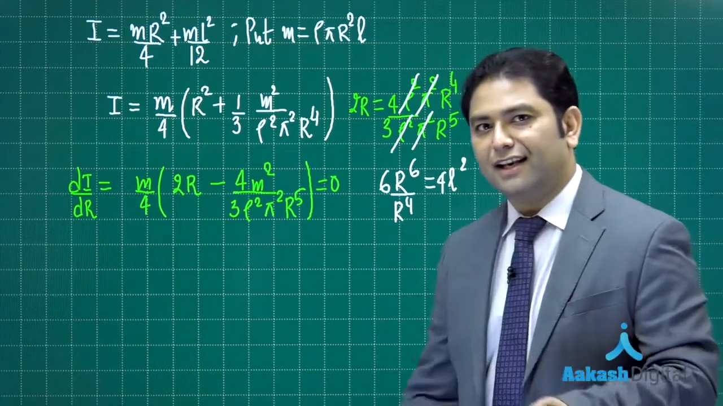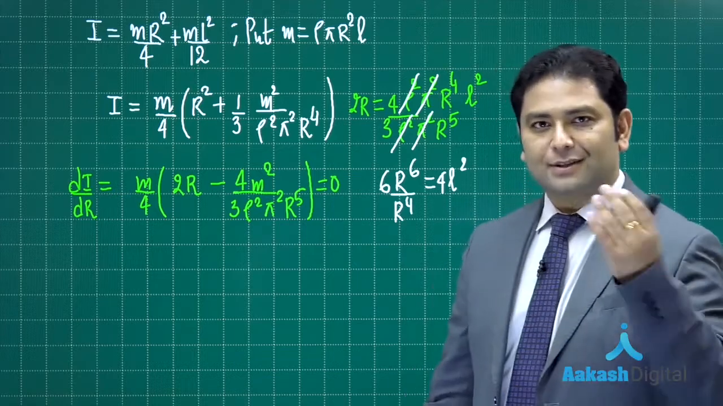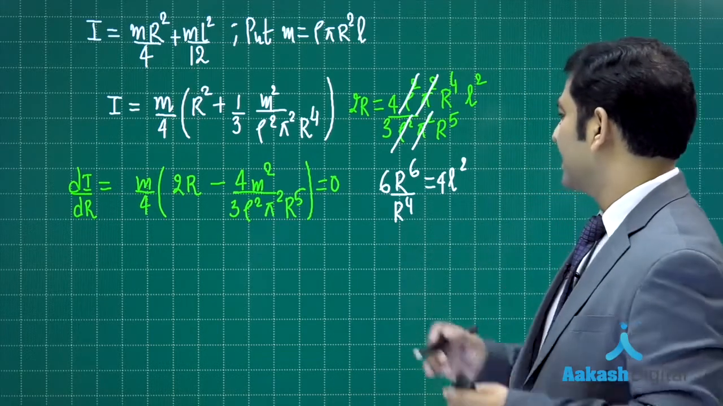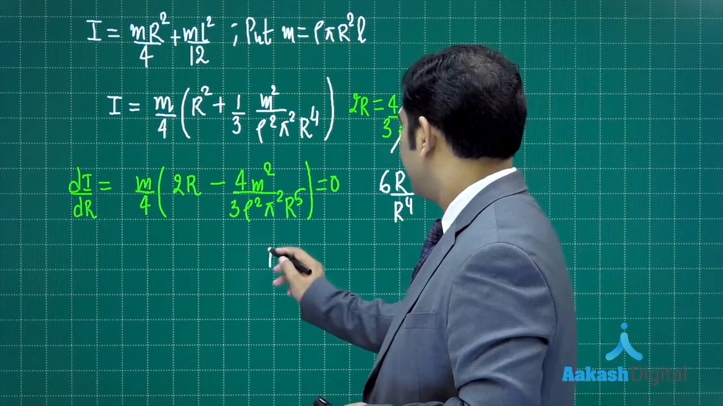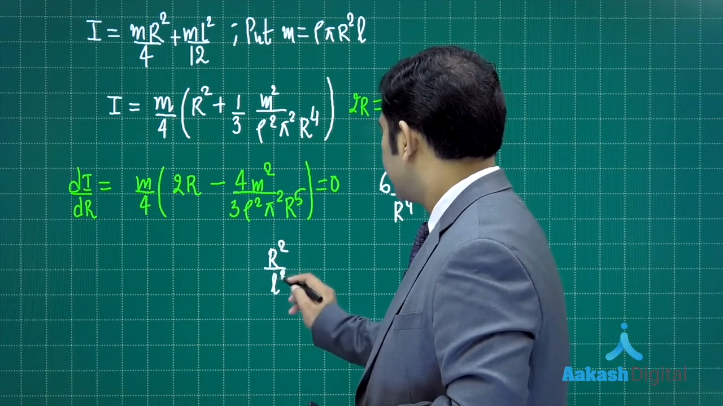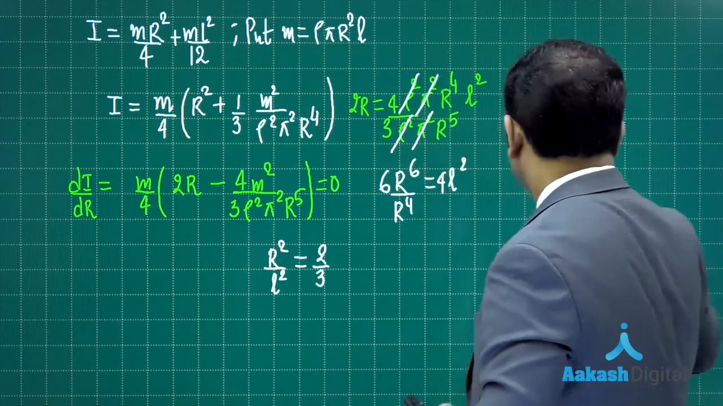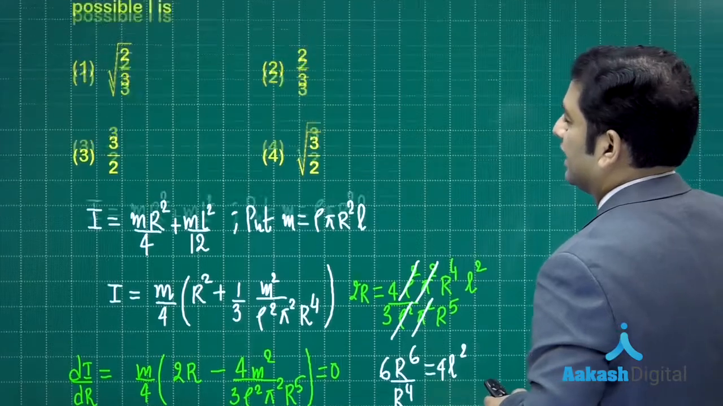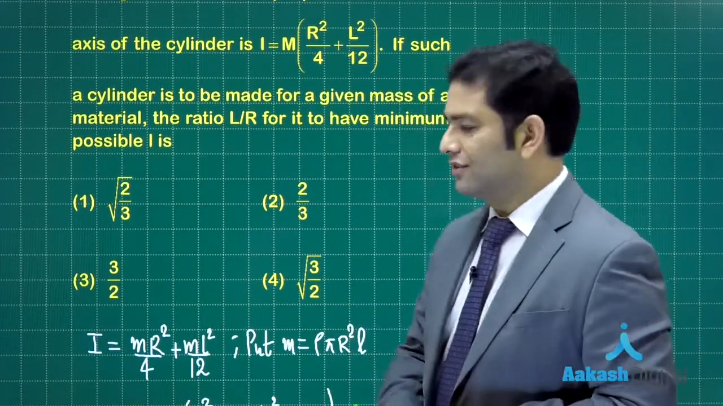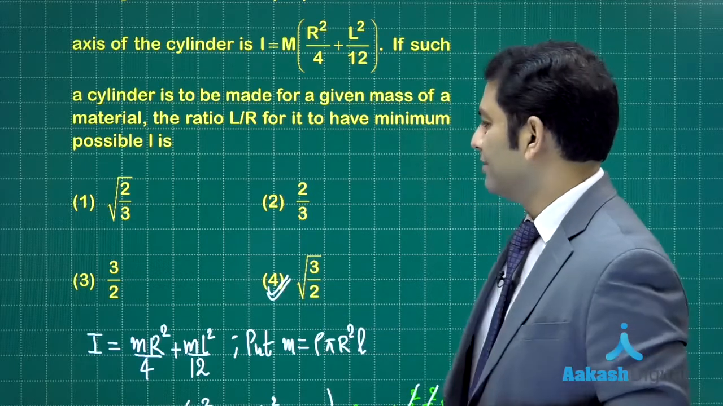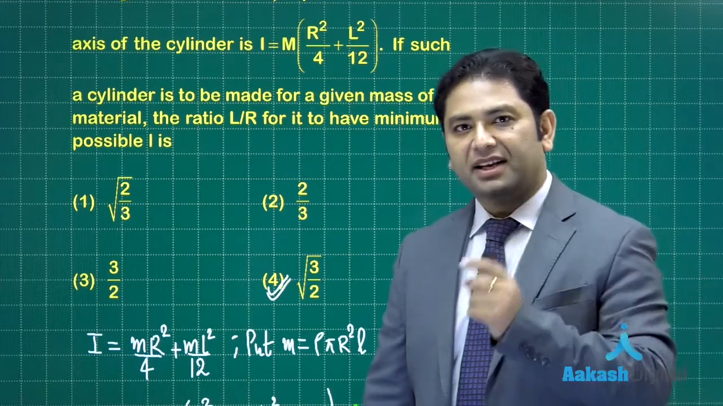So this is all done, and eventually, when you have lots of calculation, dimensional consistency is really going to help us. Both sides we are correct dimensionally. And what will it give me? It's going to give me the value of r square by L square as 2 by 3. So let's start hunting for the answer. I have to find L by r. Of course r square by L square is 2 by 3, so L by r will be root of 3 by 2. Option number 4 is the correct one. Now let's go to the next one.